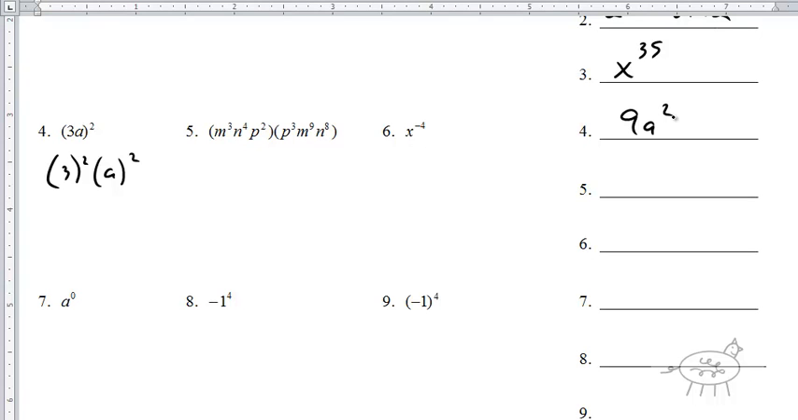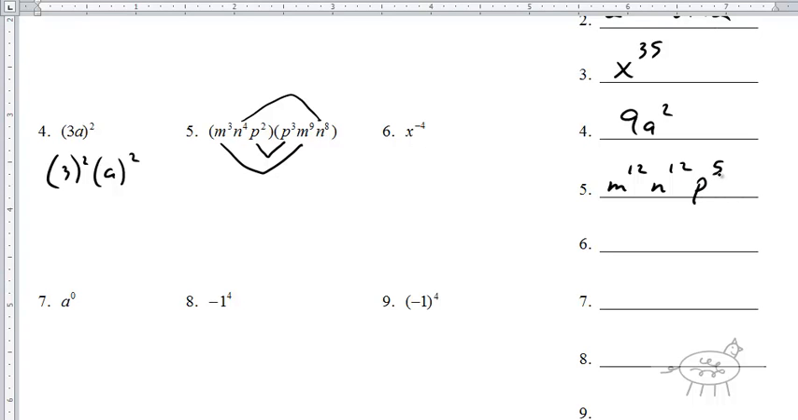The next one, you're multiplying the m's together, the n's together, and the p's together. So remember, you add the exponents. If I do the m's, it's 9 plus 3 is 12, so m to the 12th. And then I do the n's together, so that's 4 plus 8 is 12, so n to the 12th. And then the p's together, and that's 2 plus 3 is 5, so p to the 5th power.